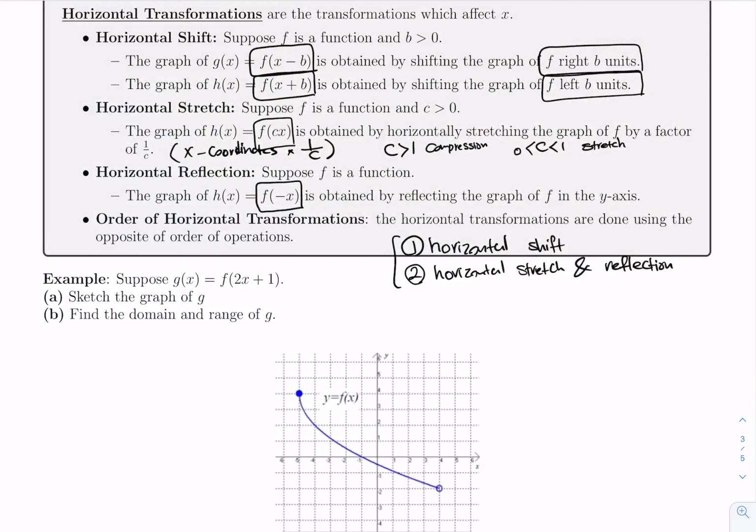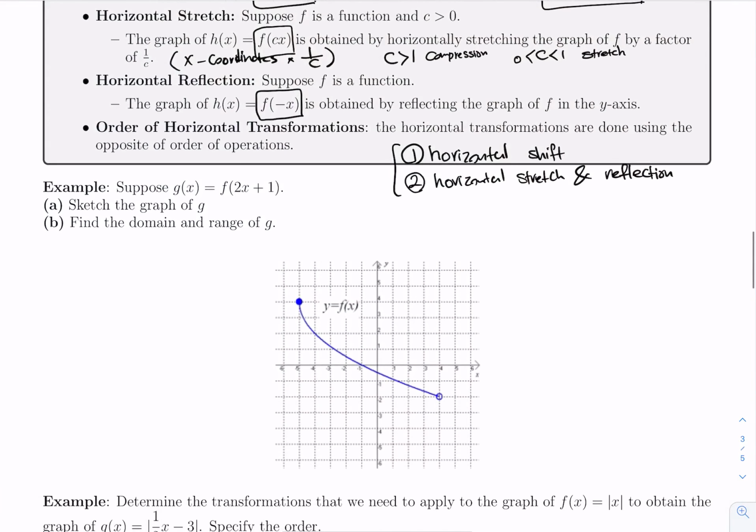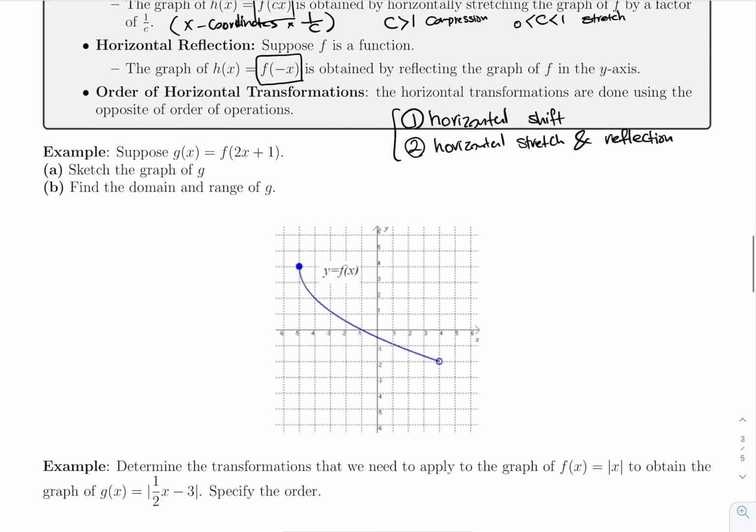Let's go back to our notes. Let's take a look at the first example. We would like to sketch the graph of f of 2x plus 1.